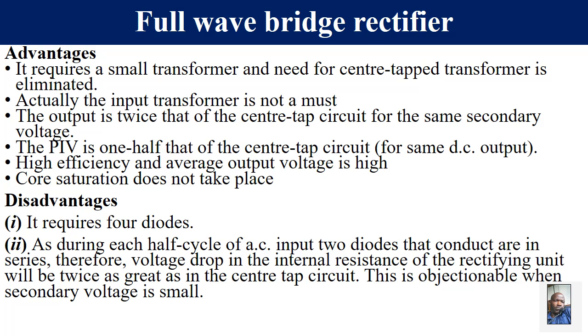Then only two disadvantages, and the first one is it requires 4 diodes. It is the only rectifier that needs 4 diodes. A center tap makes use of 2, a half wave uses 1. Then the voltage drop across the two diodes reduces the output voltage by 1.4 volts.